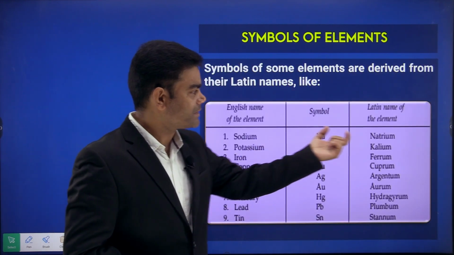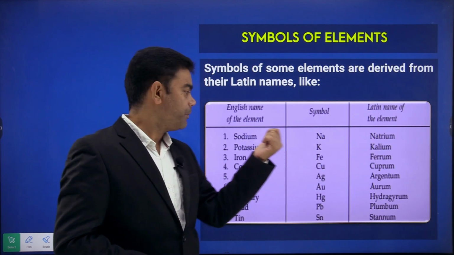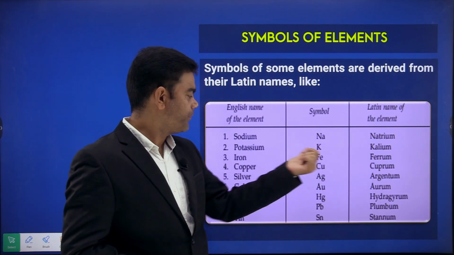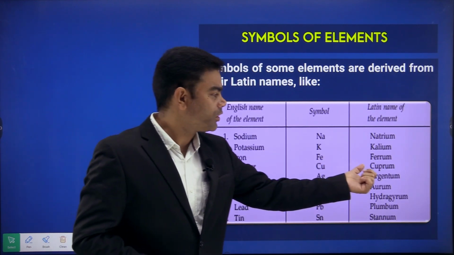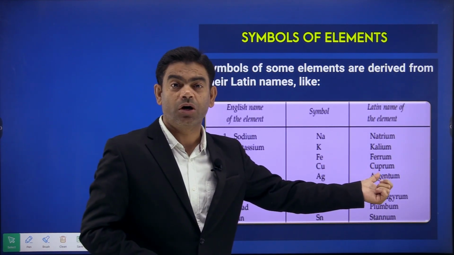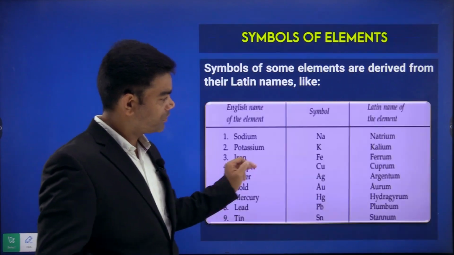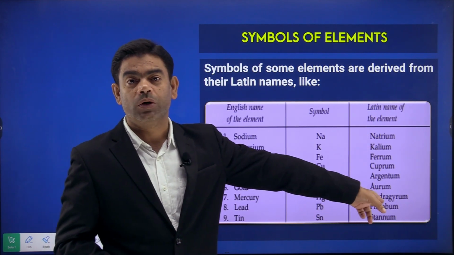Now, sodium was called natrium. So we have the name Na for sodium. Potassium was called kalium in Greek. So we have K over here. Iron, ferrum, we have Fe. Copper, which in Greek was called cuprum. So we have Cu over here. Now you got it, if you check it out, we are using two letters from the Greek word.